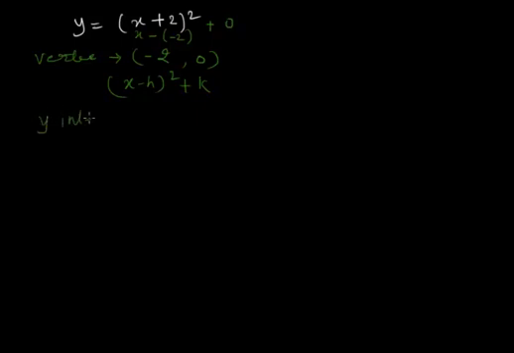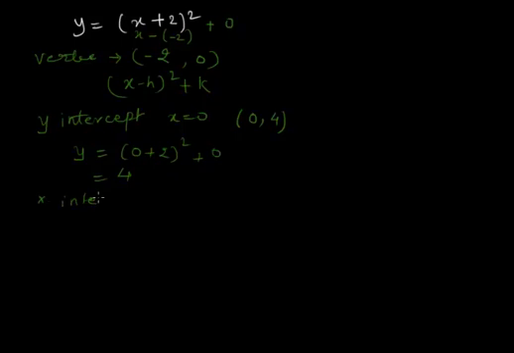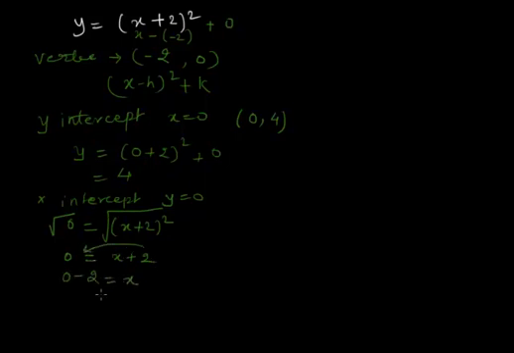Next we are going to find the y-intercept. Y-intercept is obtained by putting x equals 0. So if I put x equals 0, we have (0 plus 2) whole square plus 0, so 4 plus 0 is 4. So y is 4, and our y-intercept is (0, 4). Now the x-intercept is obtained by putting y equals 0. So 0 equals (x plus 2) whole square plus 0. Taking the root on both sides, we have 0 equals x plus 2. I can bring this 2 to this side, so 0 minus 2 equals x. So minus 2 is the value of x, and the x-intercept is (minus 2, 0). Vertex and x-intercept are both the same.